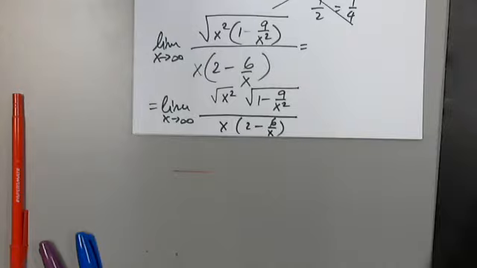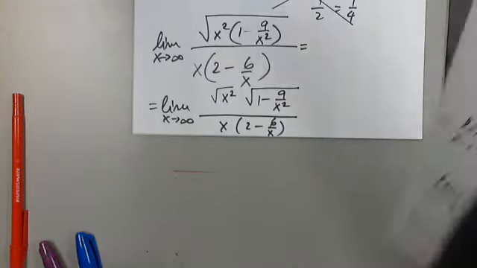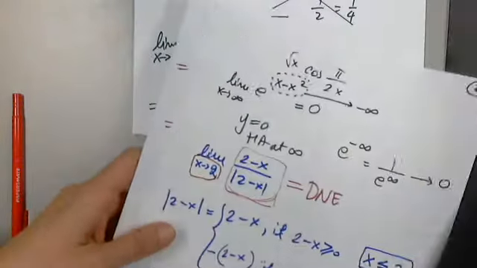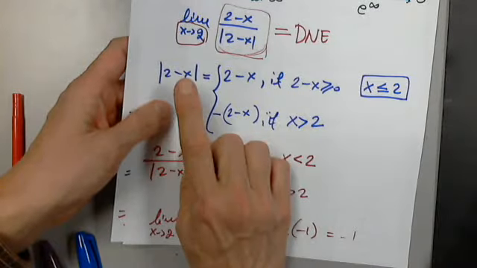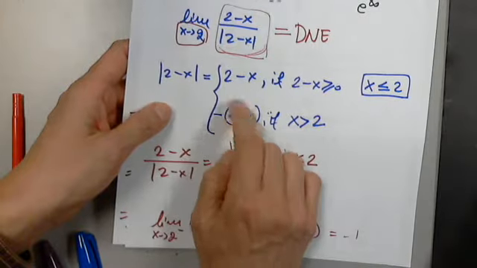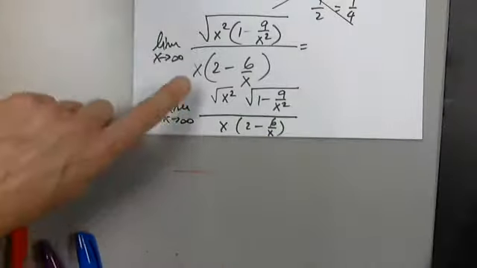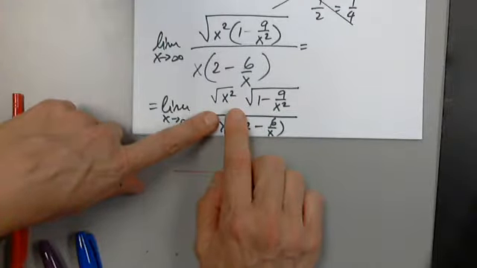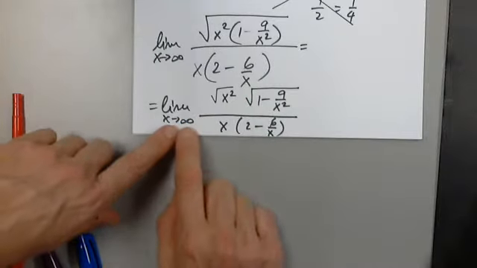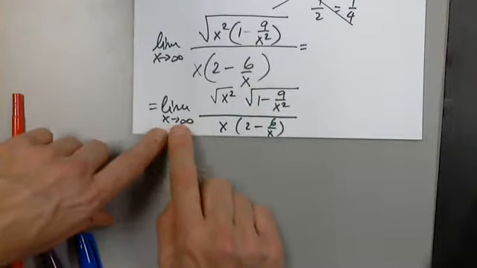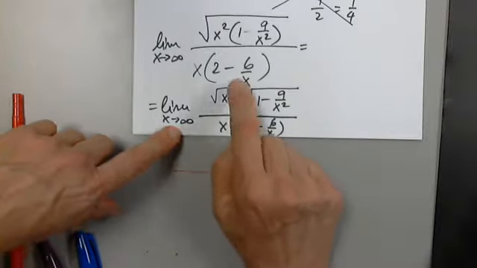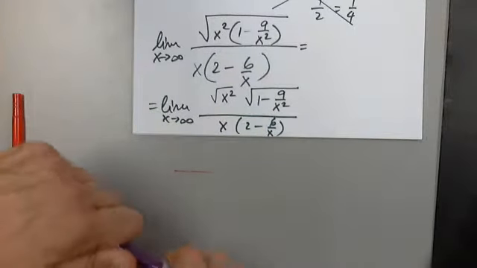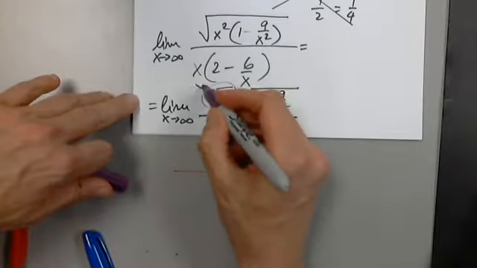Okay, so now remember what we looked at 10 minutes ago. The absolute value of 2 minus x has two possibilities. Well, we have the same situation here. The square root of x squared is not x. It could be positive x or negative x. I will make a decision based on this. Because x approaches infinity, what will the square root of x squared be? Yes, it happens that this will be x.